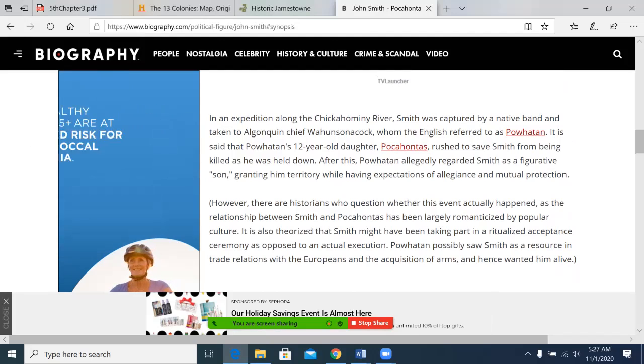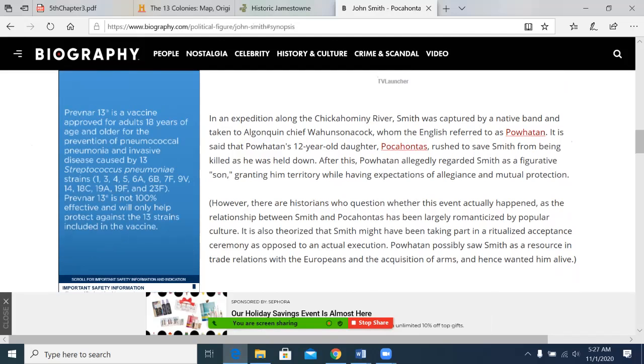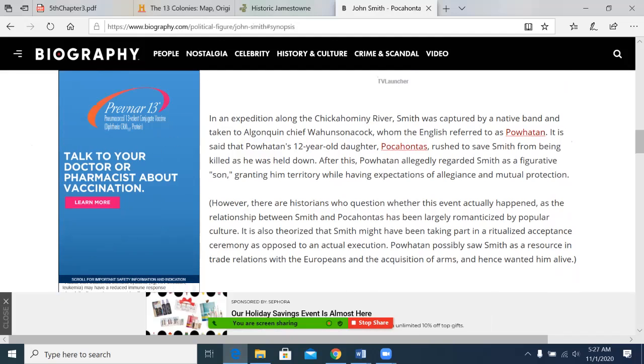However, there are historians who question whether this event actually happened. His relationship between Smith and Pocahontas has largely been romanticized by popular culture. It is also theorized that Smith might have been taking part in a ritualized acceptance ceremony as opposed to an actual execution. Powhatan possibly saw Smith as a resource in trade relations with the Europeans and the acquisition of arms, and hence wanted him alive.